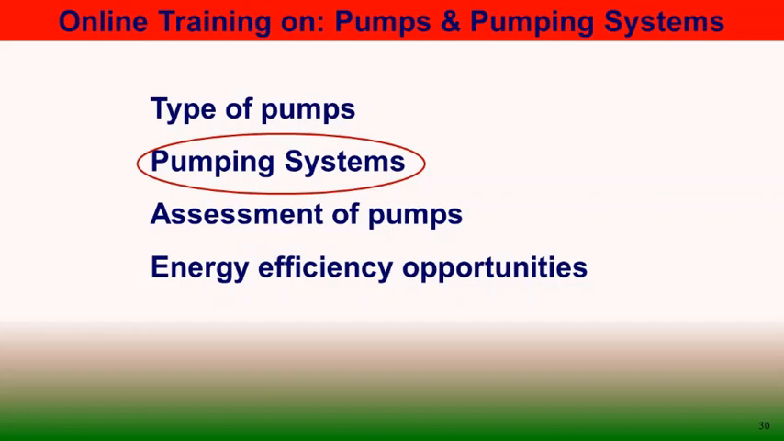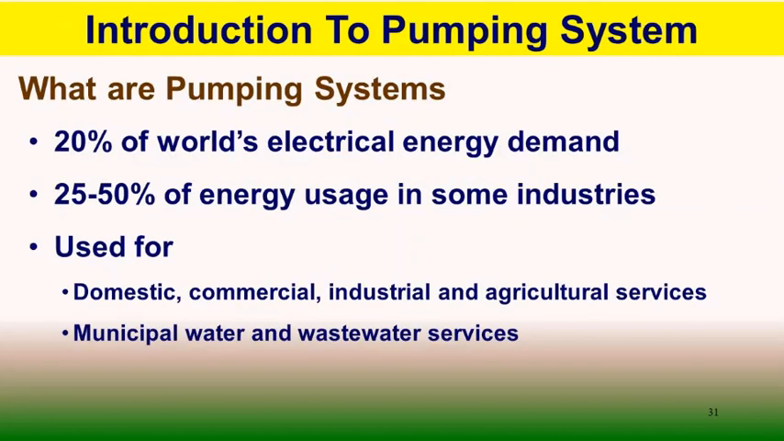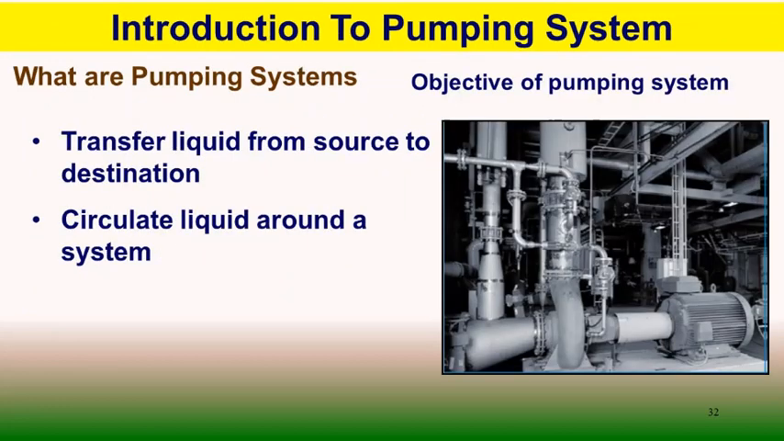In fact, pumping systems are almost part and parcel of any process or manufacturing or product industry. Everywhere, wherever we find a liquid flow that requires a transfer of liquid from one place to another, we have a pump and pumping system. Almost 20% of the world's electrical energy demand is due to pumping systems, and they may be used for domestic, commercial, industrial or agricultural services, even for disposal of municipal waste.